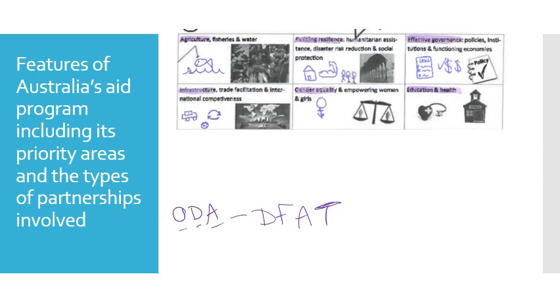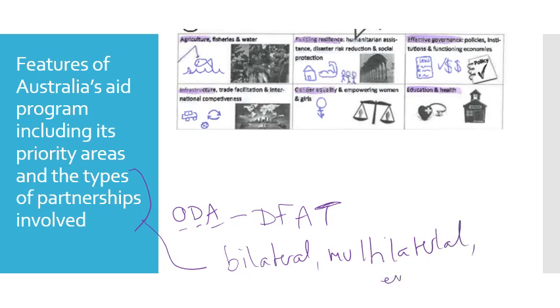But when we do, we use these 6 different priority areas. Now, it says here as well, you need to know the type of partnerships involved. That is easy. Guess what? It's bilateral partnerships, multilateral, and what's the last one? Emergency or humanitarian. Okay, same thing. So the three partnerships are the three types of aid. Just keep that in your head.